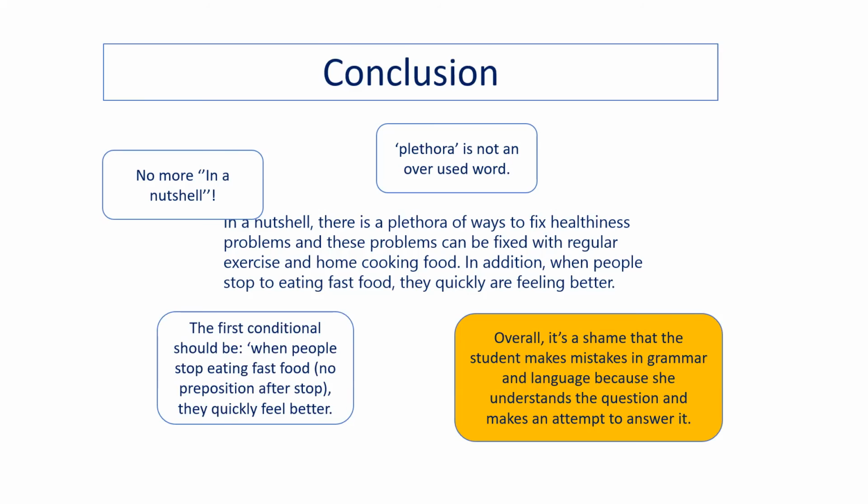Overall, I feel it's a shame that this student has made so many mistakes in grammar and language, because I felt she actually did understand the question. She really tried to attempt to answer it. So anyway, what we did with her is we spent a lot of time to help her overcome all of those grammar mistakes. We also helped her with the language to get rid of that artificial style and to use natural words and synonyms. And she's actually doing much better now.